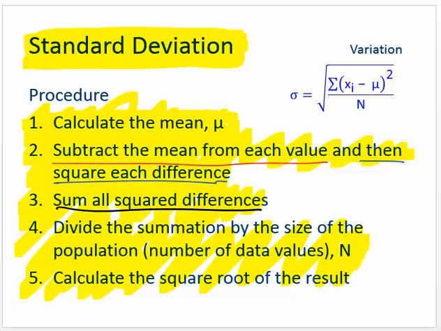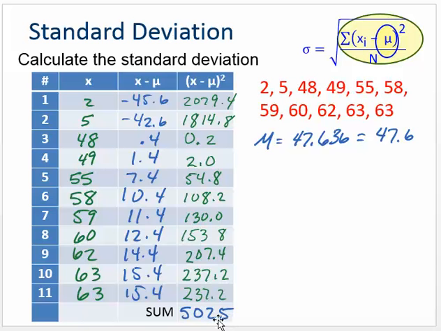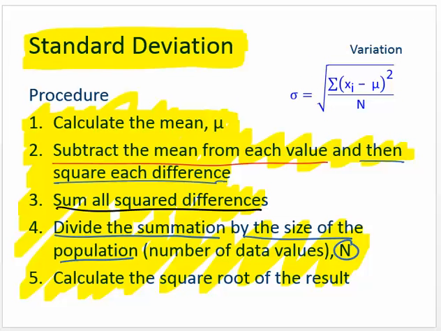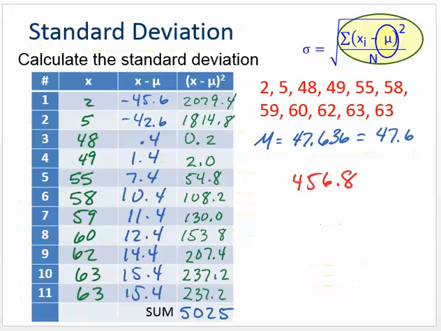But the next step tells us to divide the summation, that's what I have, by the size of the population. That's n. So right here, I'm going to take my sum, 5,025. I'm going to divide it by the total. That's 11. So that right there becomes 456.8, and then the next step says calculate the square root. So now I'm just going to hit the square root button, and that right there becomes my standard deviation.